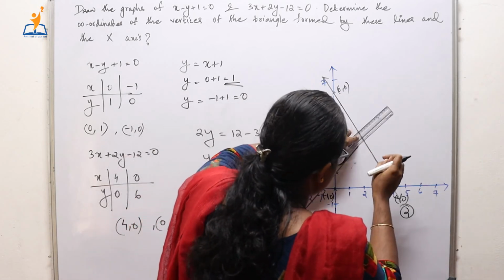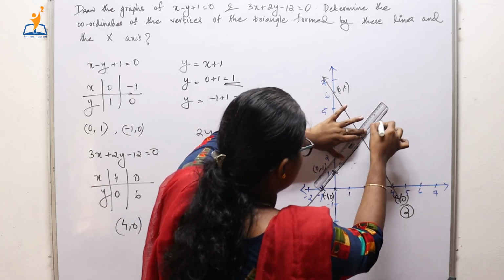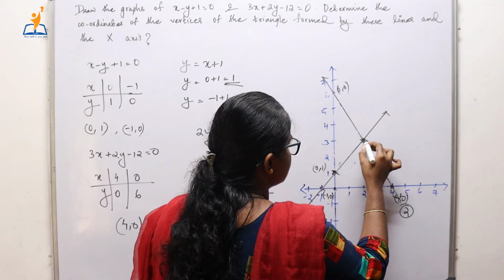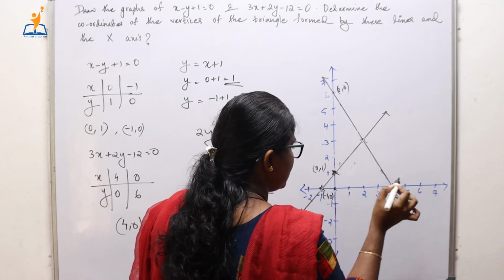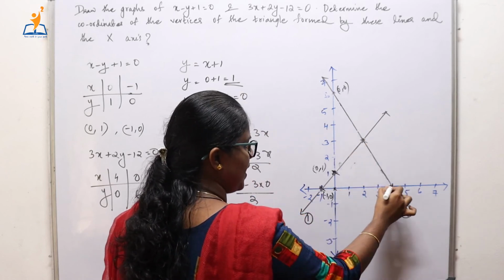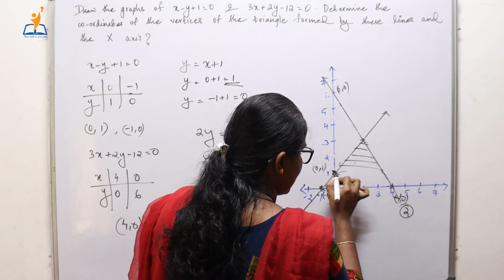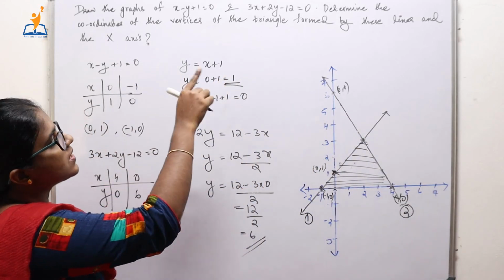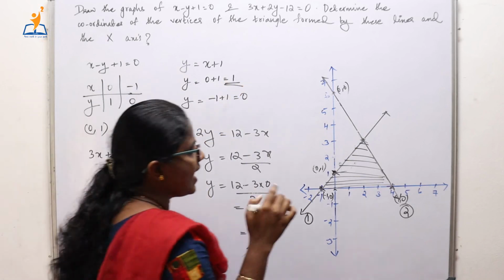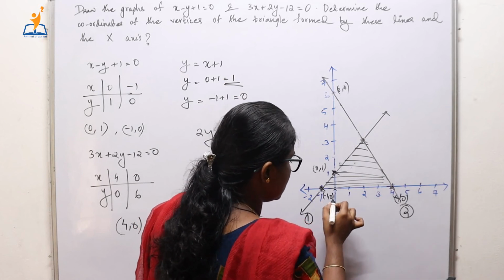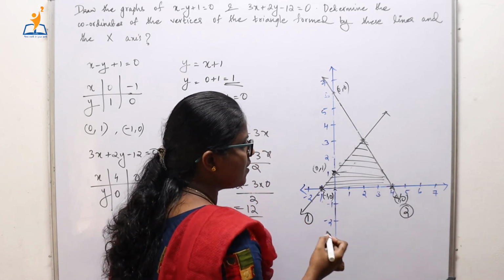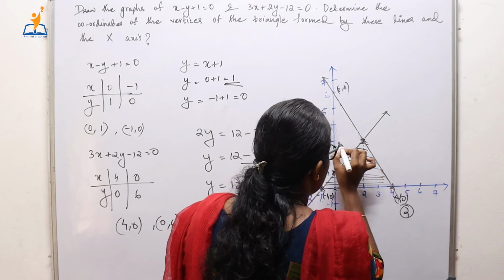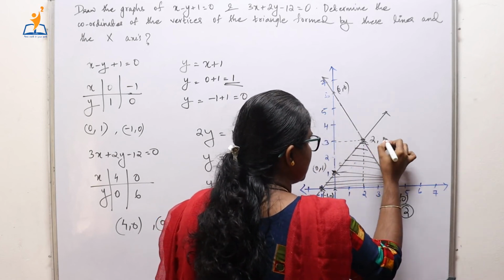Now we can see that if we extend this line like this, a triangle is formed with the 3 vertices, that is 1, 2 and 3. So these are the 3 vertices of the required triangle and this is the triangle formed. Now we are asked to determine the coordinates of the vertices of the triangle formed by these lines and the x-axis. We already know these 2 coordinates. This is (minus 1, 0) and this is (4, 0). We have to find this coordinate, and we can easily find that this is our x coordinate and this is our y coordinate. So this particular point is (2, 3).